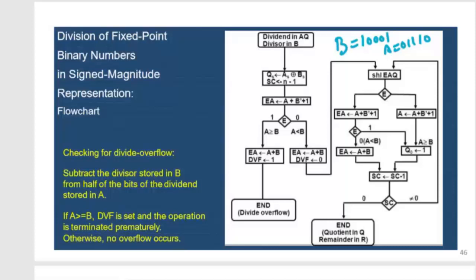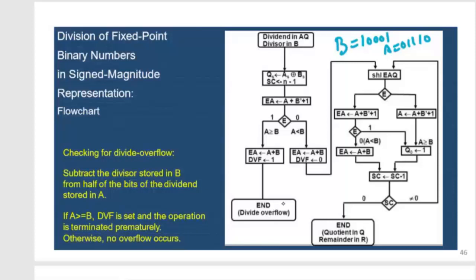But if E is equal to 1, that means the value of dividend is greater than or equal to the value of divisor. In that case, A and B will be added and the result will be stored in EA. And when the dividend value is greater than divisor, overflow occurs. So the divide overflow flip-flop value will be equal to 1 and the process will end in this case.